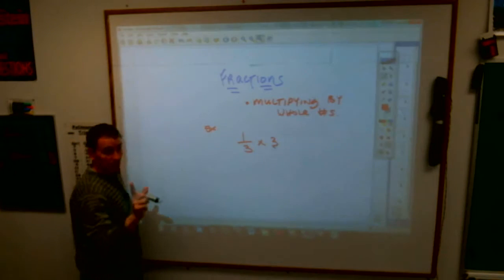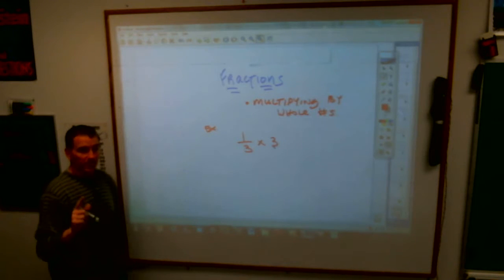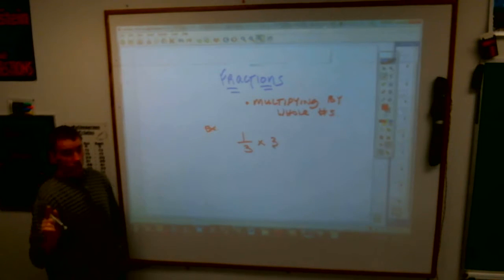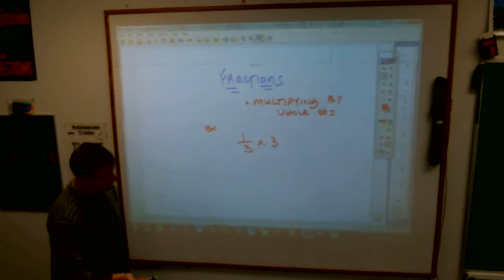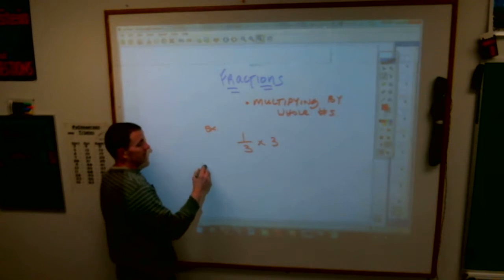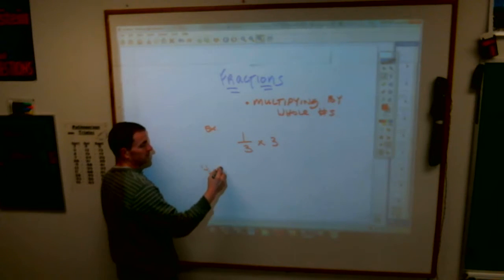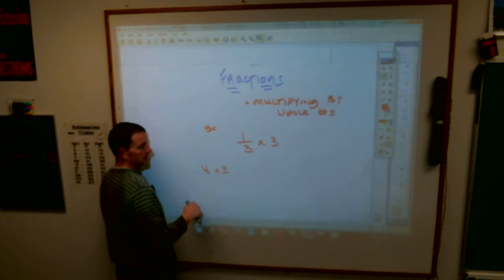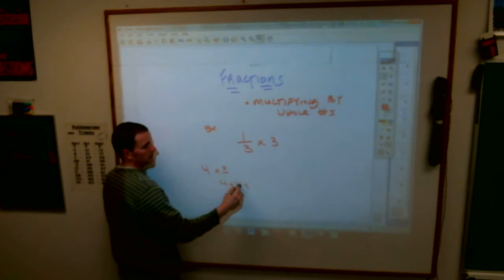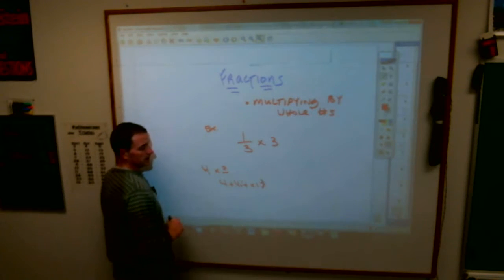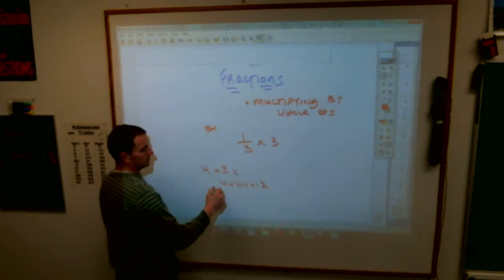Now, let's go back to normal multiplication. What is multiplication? Multiplication is nothing more than a shortened form of addition. Right? If I have 4 times 3, that means I'm adding 3 4s together, right? 4 plus 4 plus 4 is 12, is it not? Which 4 times 3 is 12.